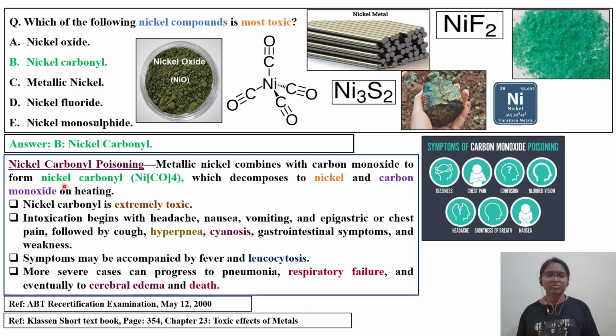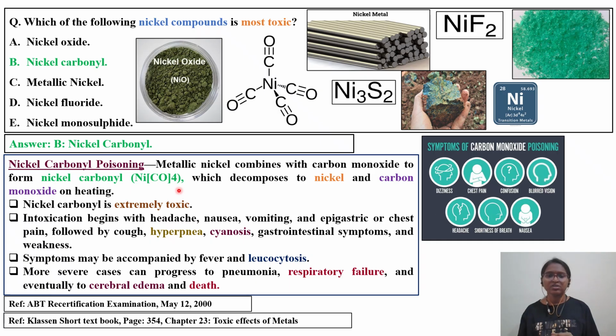Under nickel carbonyl poisoning, whenever nickel combines with carbon monoxide, it forms a complex. That complex is nothing but nickel carbonyl. Later, upon heating, this nickel carbonyl will decompose and again form elemental nickel and carbon monoxide. In my channel, I have already uploaded some important topics on carbon monoxide and how carbon monoxide poisoning occurs, so read about the symptoms of carbon monoxide poisoning. Okay, coming back to nickel carbonyl.